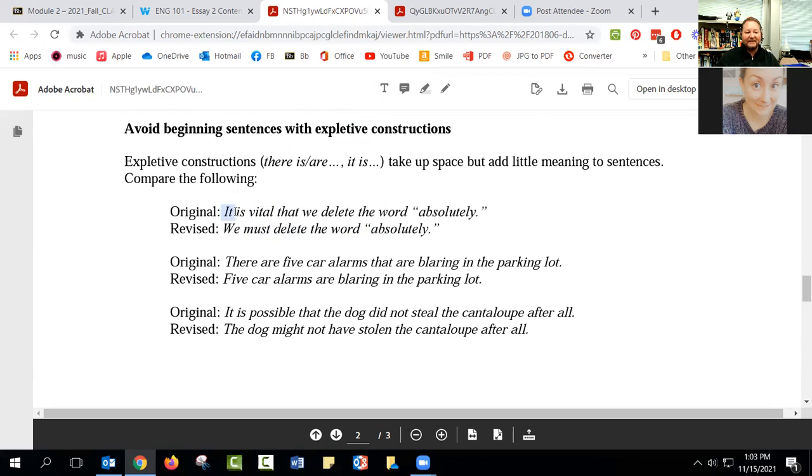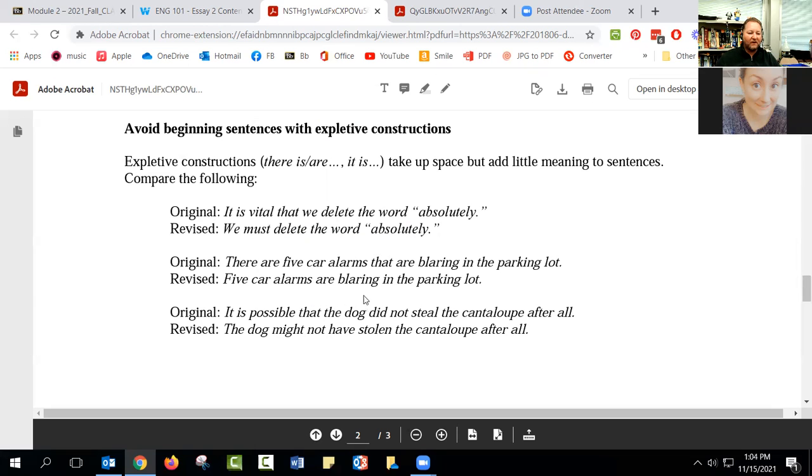You get rid of that it again. It is, again, a very, very weak construction. Don't use it is unless you necessarily have to, right? And you almost never have to at the beginning of a sentence. There are 5 car alarms that are blaring in the parking lot, right? We can definitely pare that down.